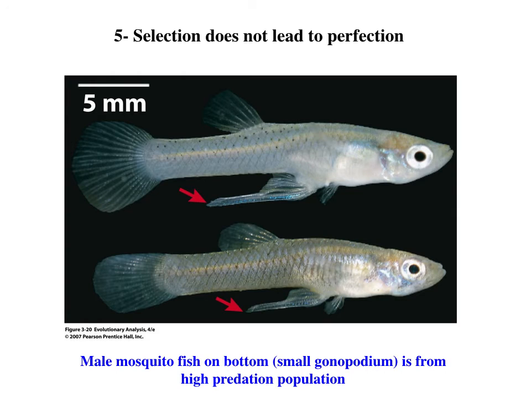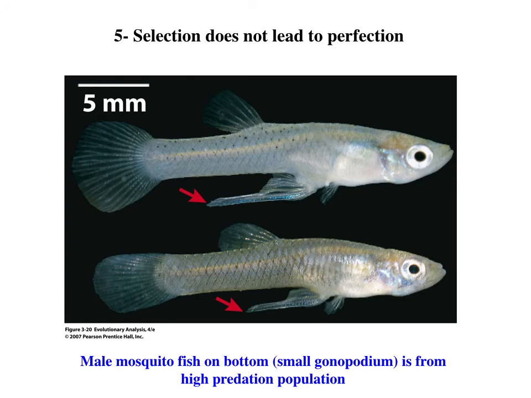Natural selection does not lead to perfection. You might say, okay, how come natural selection just hasn't evolved this super creature that can fly and run fast and is super smart and leaves thousands and thousands of offspring? Because there's always trade-offs, right? This is an example with mosquito fish, with the trade-offs in mosquito fish.